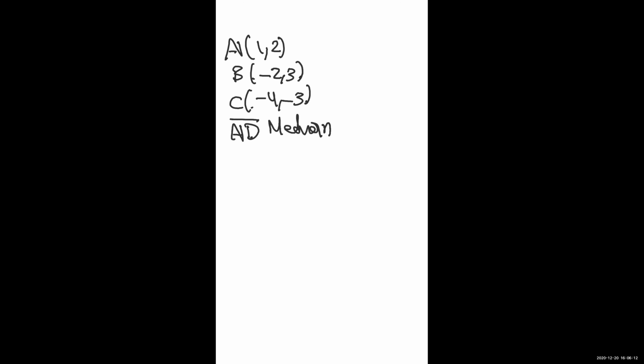ABC is a triangle whose vertices are A (1, 2), B (-2, 3), and C (-4, -3). AD is a median of it. Find the equation of AD.